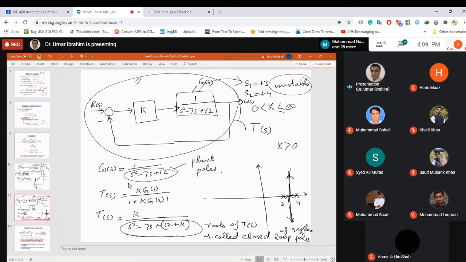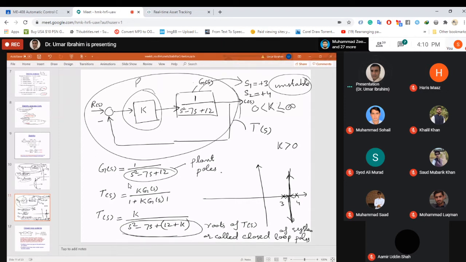So reason number one, we want to make the system stable. Reason number two is we want to improve the performance of the system. To make this system stable by introducing a proportional controller. Okay? Cascade controller means a controller in series.